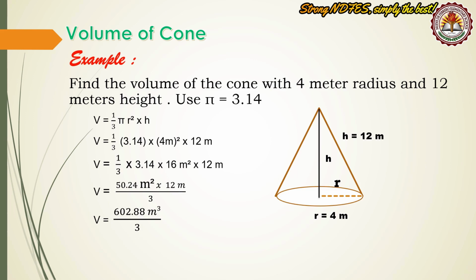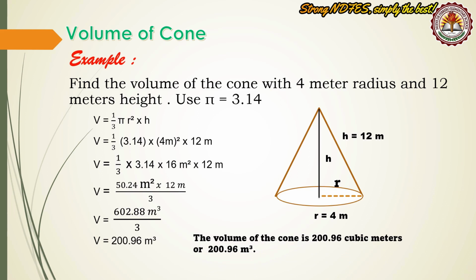Getting the quotient of 602.88 cubic meters, we arrive at the answer, which is volume equals 296 cubic meters. Therefore, the volume of the cone is 296 cubic meters.